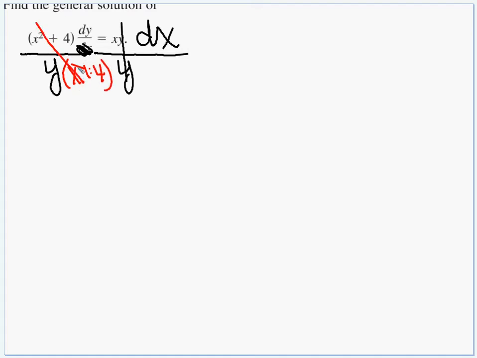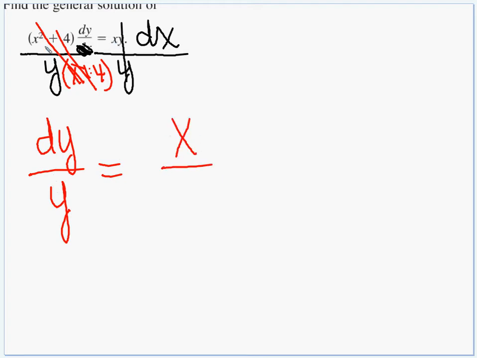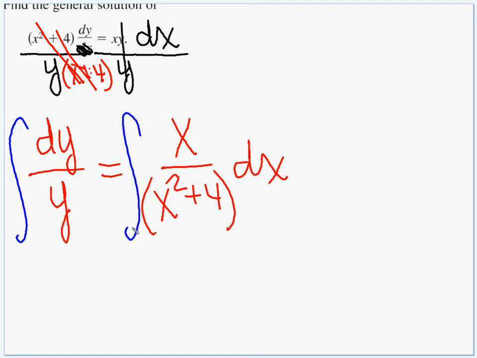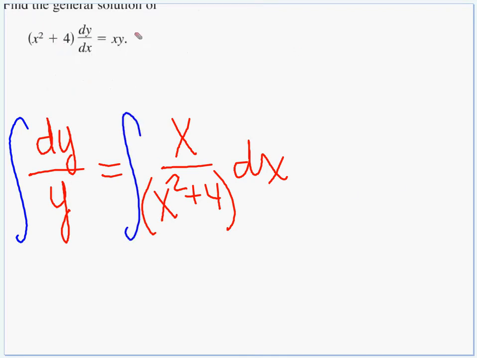So this is getting a little messy, but here we've got the dy left up top. We've got a y down below it. And now on the other side, we had an x there, and we're dividing by the quantity x squared plus 4. And we've got our dx. So there it looks like we've separated the variables. And the next step, of course, is going to be to antiderive each side.